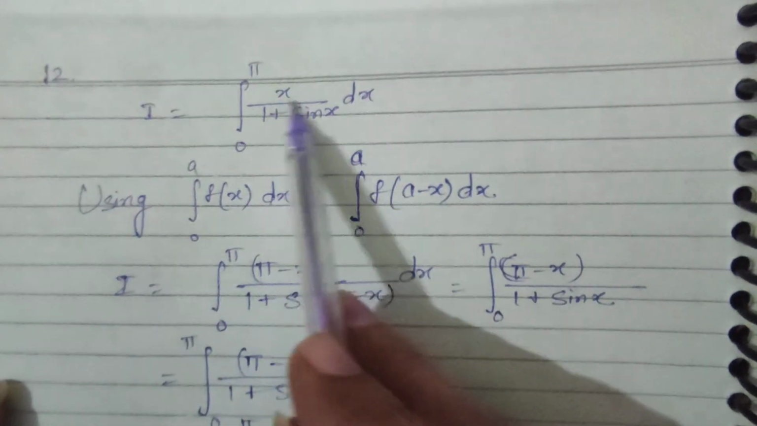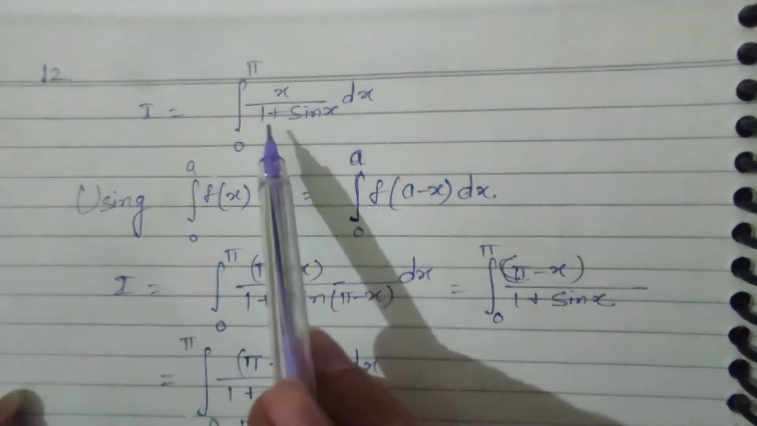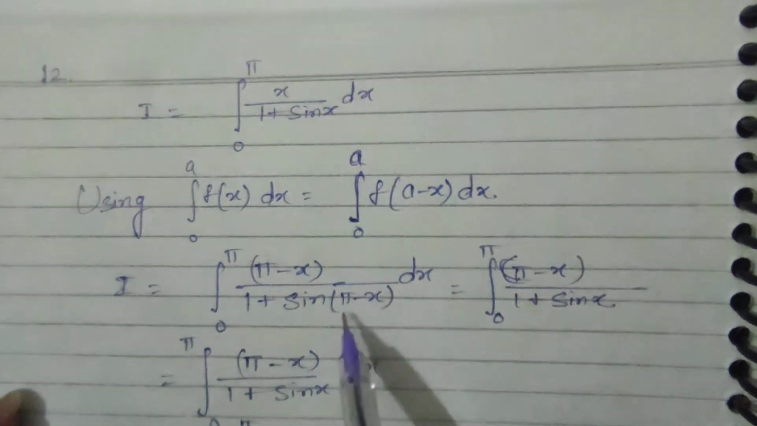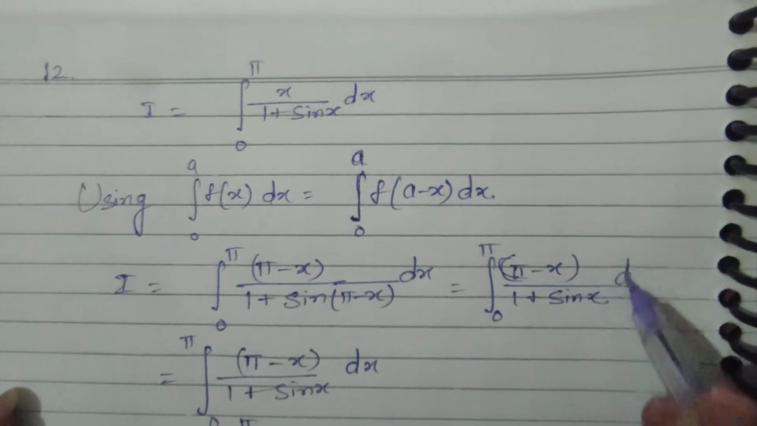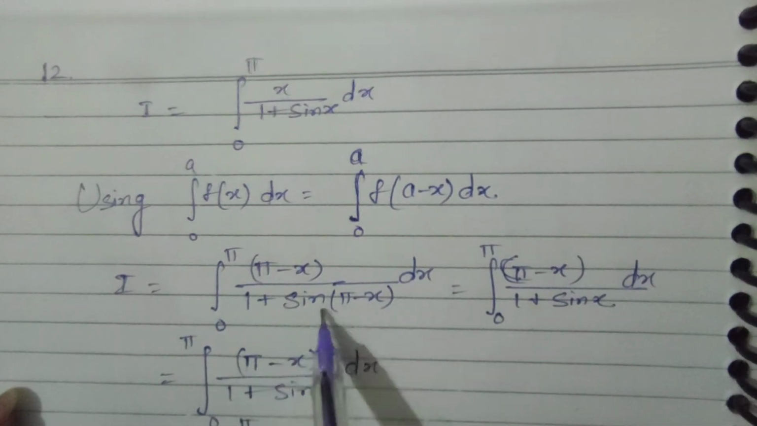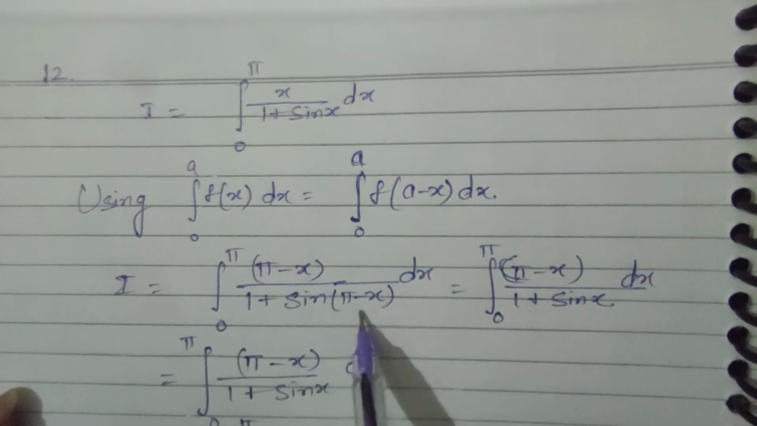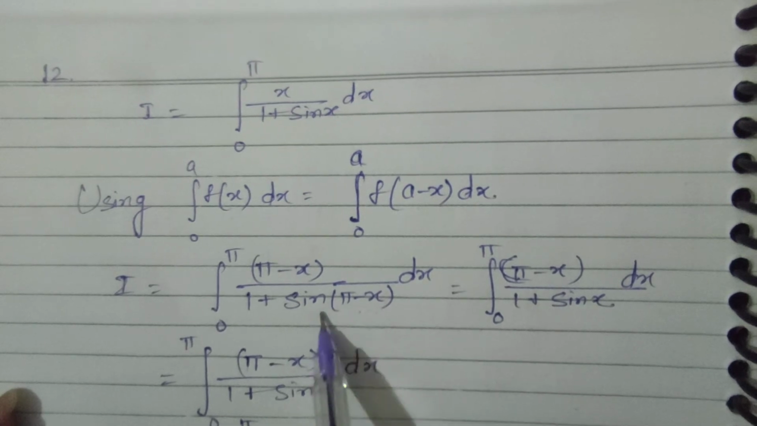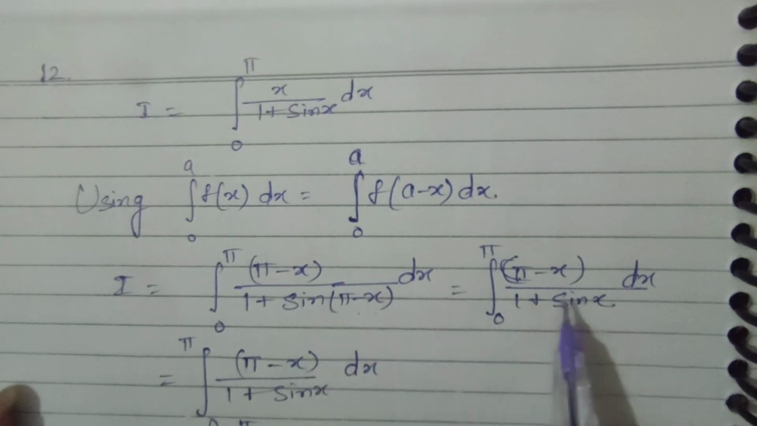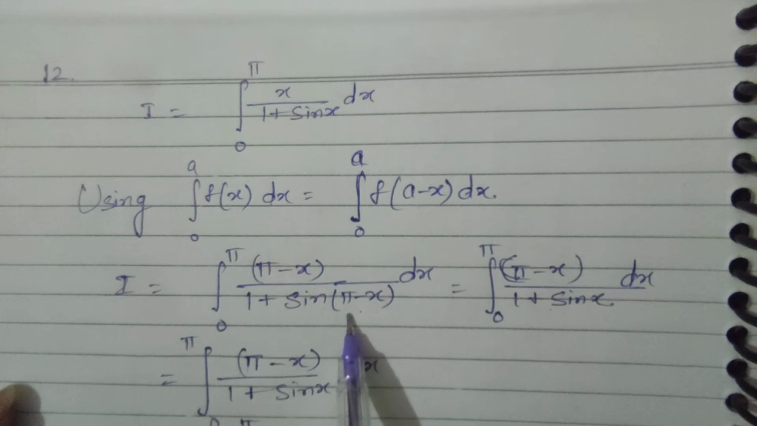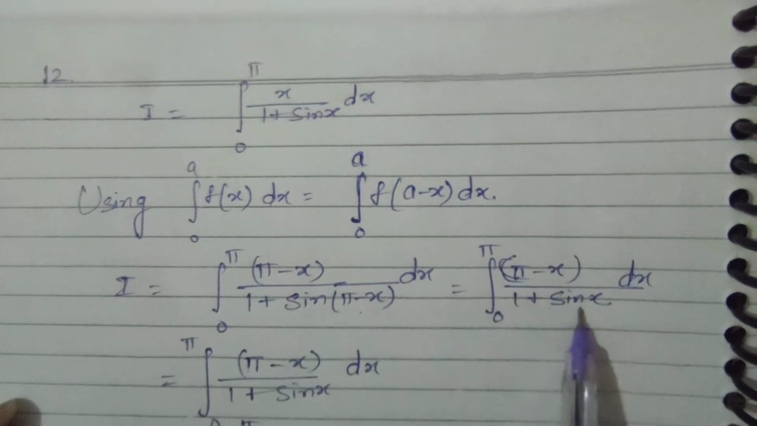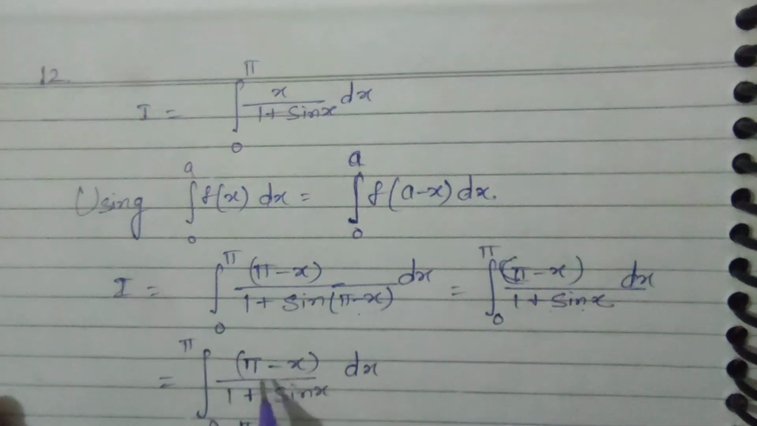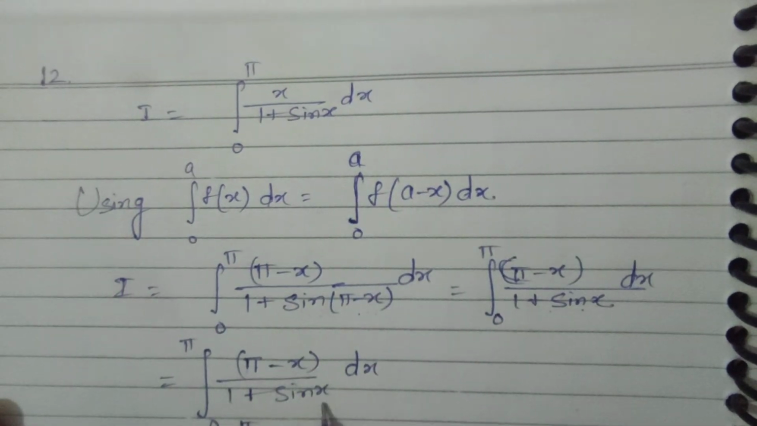In place of x we will put pi minus x. It is 1 plus sin of pi minus x. So pi minus x as it is, 1 upon 1 plus sin of pi minus x. It is in the second quadrant and in the second quadrant sine is positive. So it is plus, and since we are using pi, it will be sin x. So it is 1 plus sin x. So look at this. It is pi minus x upon 1 plus sin x dx.